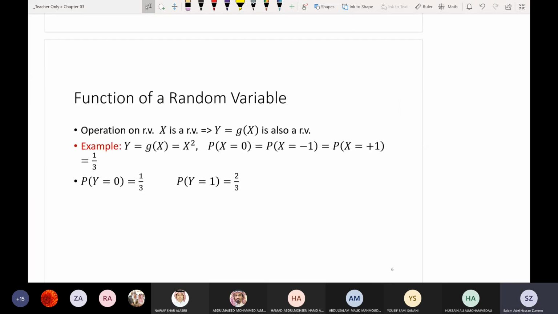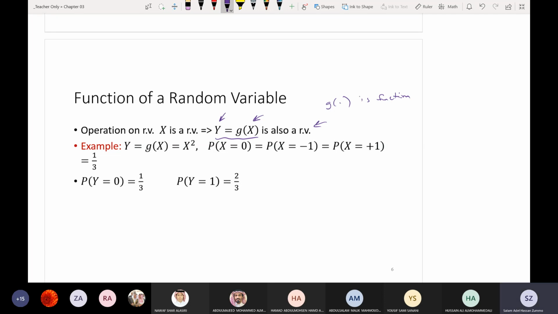So now what about if I have a function of a random variable? In this case, the operation on the random variable is itself a random variable. So for example, let me have x as my random variable. Y, which is equal to g of x, where g is a function, is also a random variable, because it depends on a random variable.